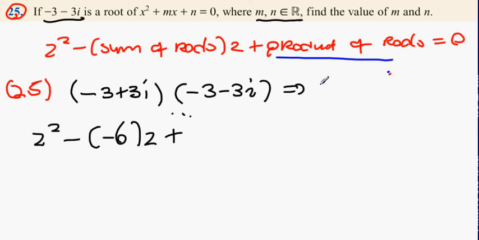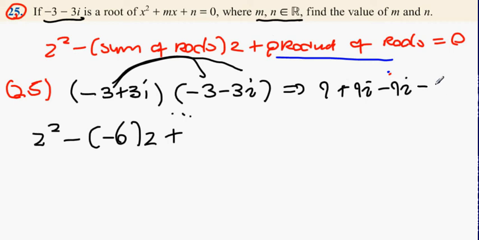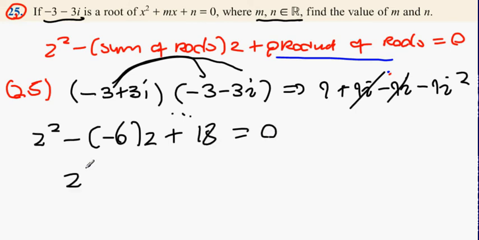And when we multiply them by each other, we're going to get 9, and then plus 9i, then minus 9i, and then minus 9i squared. The two 9s cancel, leaving us 18 here. And then we're going to get z squared plus 6z plus 18 equals 0.